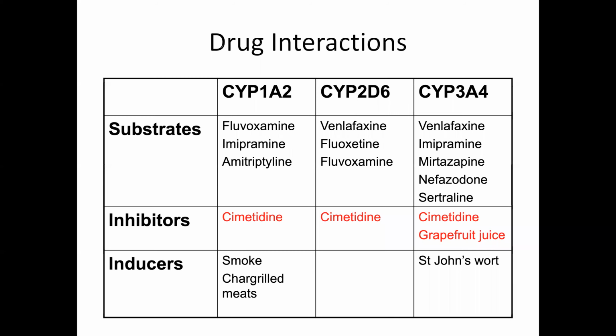But then on the other thing, keep in mind grapefruit juice also. So grapefruit juice can inhibit 3A4. As far as inducers, St. John's wort, common over-the-counter, can induce 3A4. And we also see people that smoke or even eat char-grilled meats can induce 1A2, but I think you have to have quite a bit of activity there.